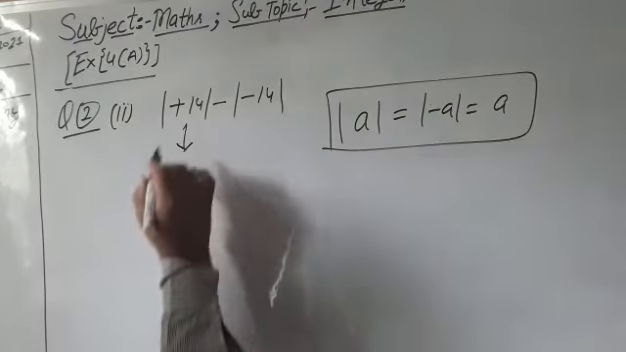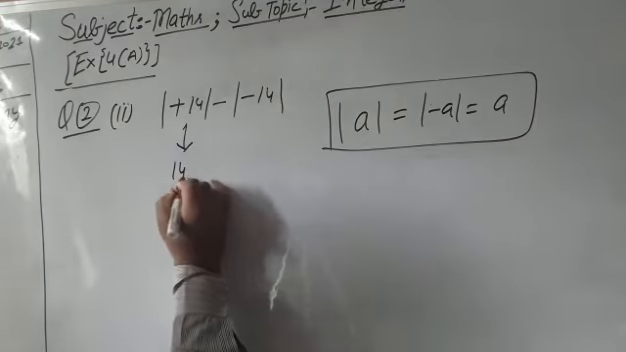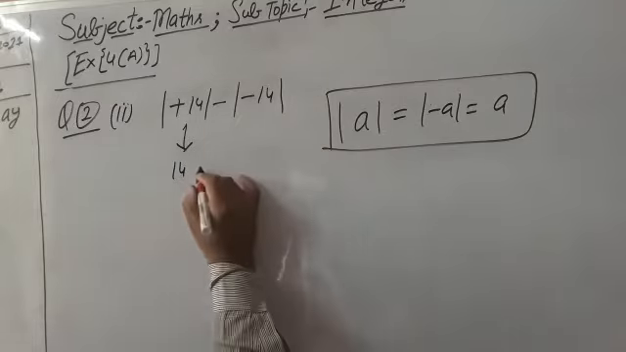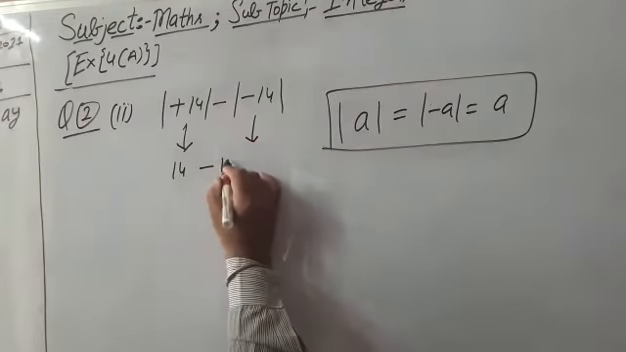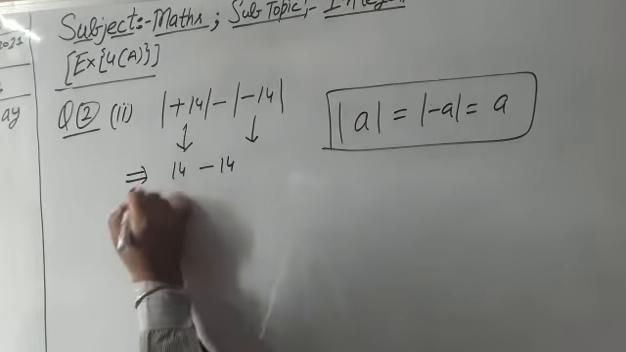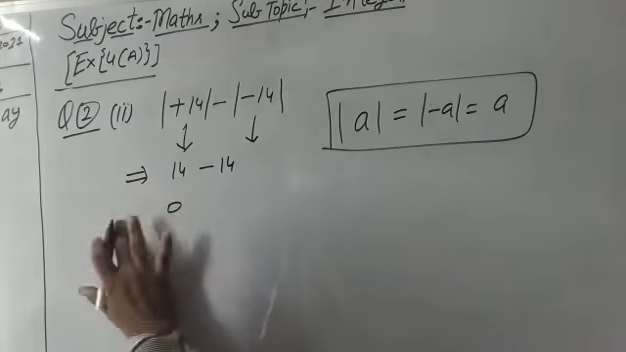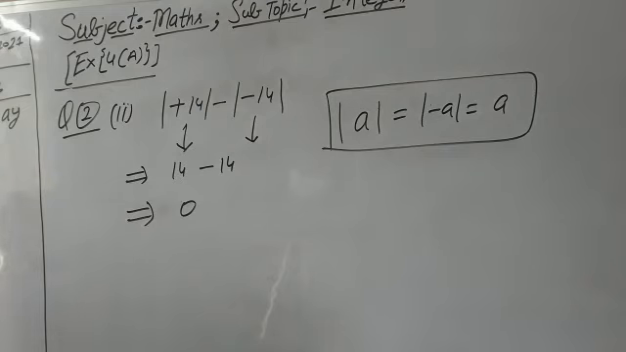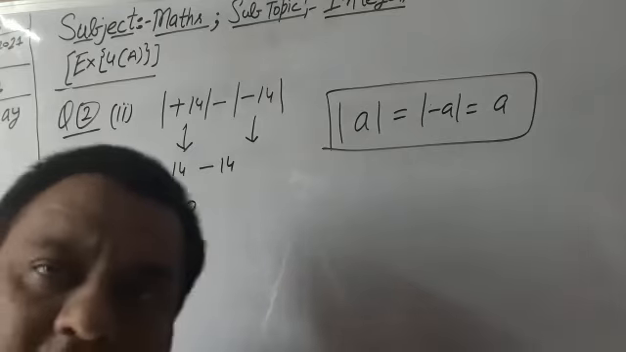So now mod of plus 14 converts to only 14, because we are taking only face value, not place value. And here also it converts to only face value, not place value. It means we do not consider the sign before the digit. Now the answer is 0. After subtracting 14 from 14, you get 0. Is it clear?